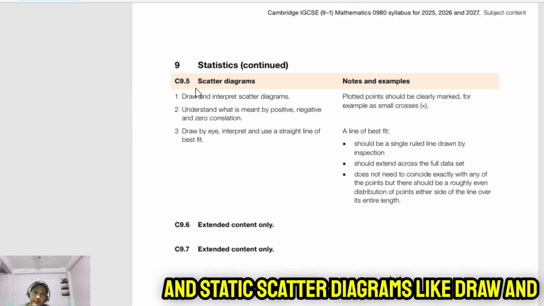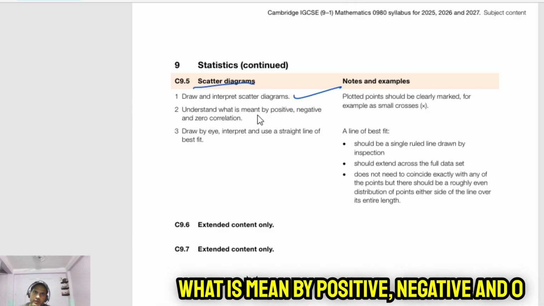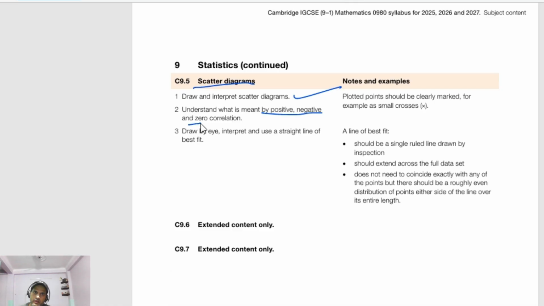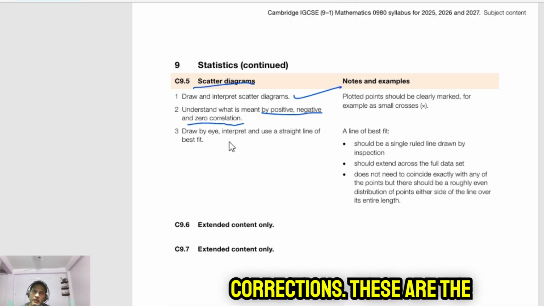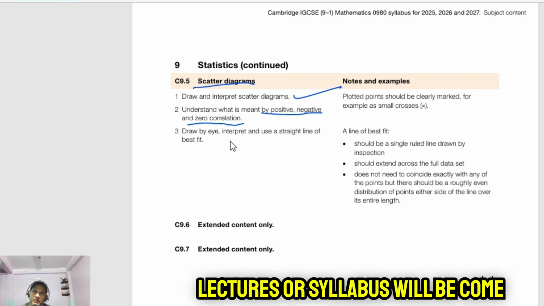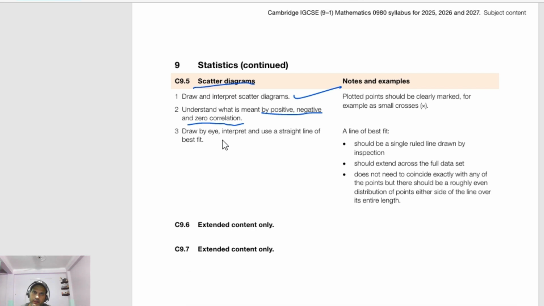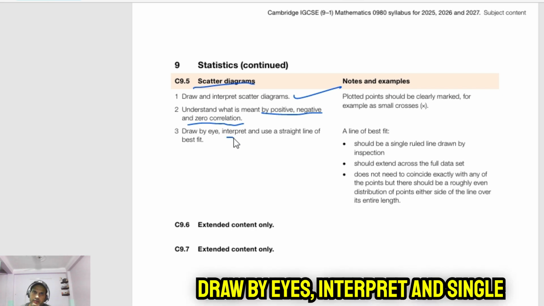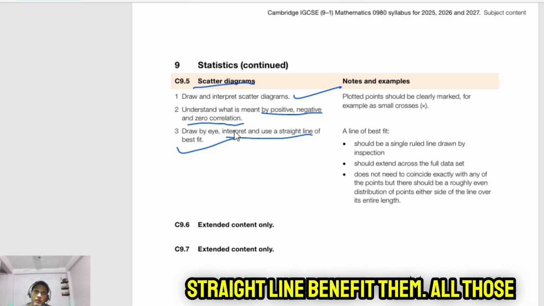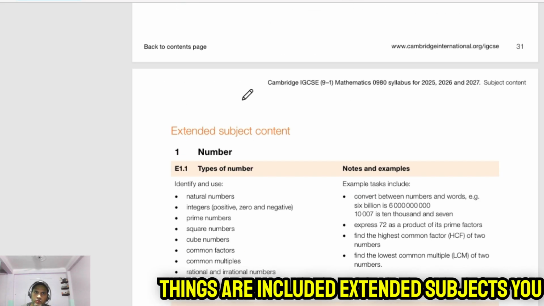And scatter diagrams: draw and interpret a scatter diagram, understanding what is meant by positive, negative, and zero correlation. These are the lectures or syllabus. Draw a line of best fit by eye, interpret it, and use a single straight line. All those things are included.